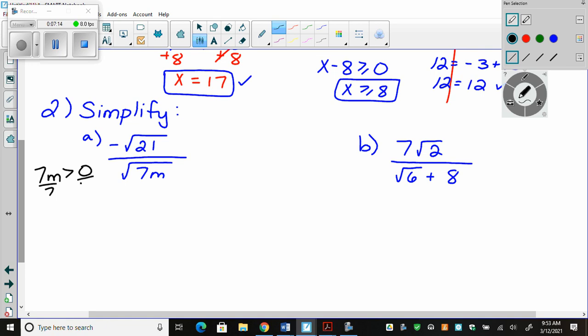Divide by 7, and m would be greater than 0. So that would be our restriction for this one. I didn't make you state them, just setting you up for next year. Success.